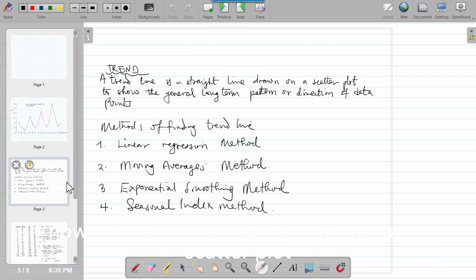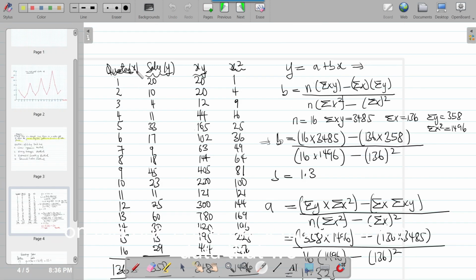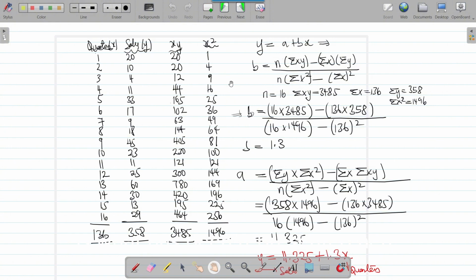Now, a trend is a straight line drawn on a scatter plot to show general long-term pattern and direction of data points. There are several methods of finding a trend line, but one of them is the linear regression approach, moving averages, exponential smoothing method, and seasonal indexing method. This here is a representation of the data.